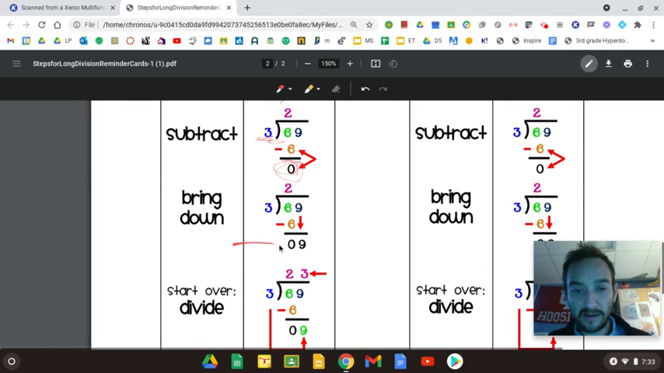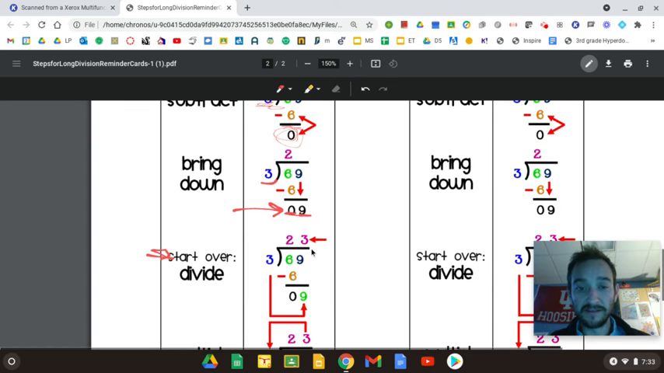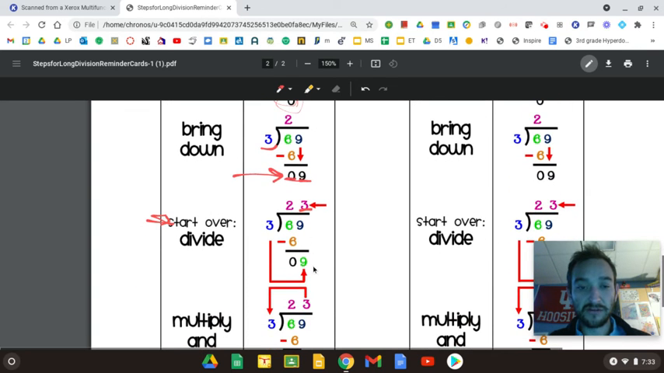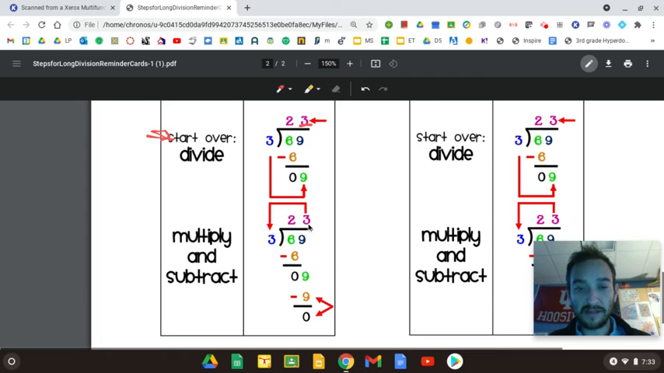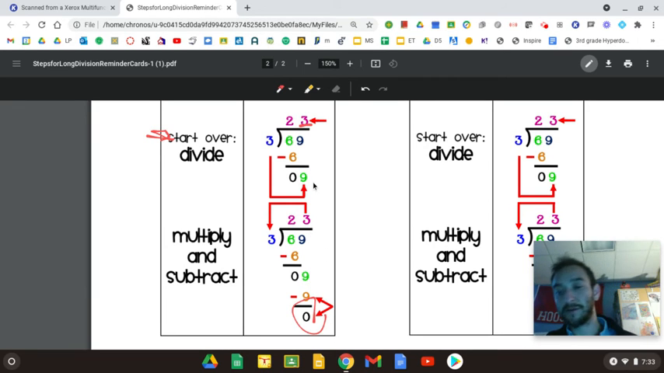Now, once we bring down this right here, this is your new number. So when it says start over, think about it as I made a new number and I need to divide that number. So I'm dividing this 9 by this 3 now. 3 goes into 9 3 times. So you start over, you multiply. 3 times 3 is 9. Subtract, you get your 0, 0 remainder.